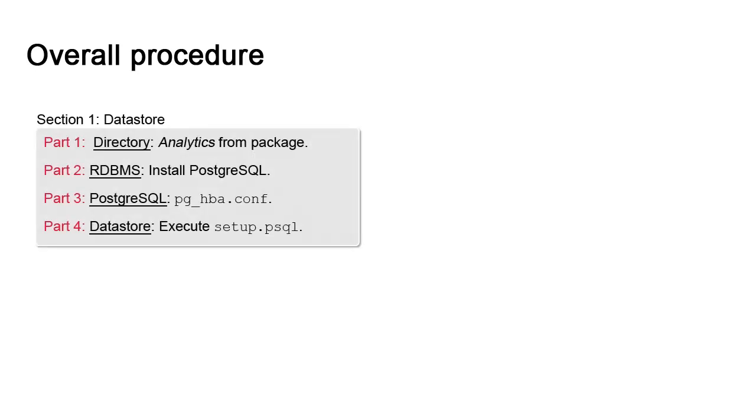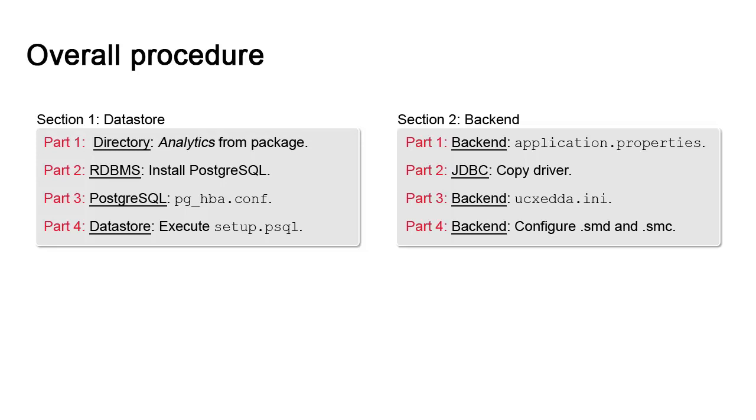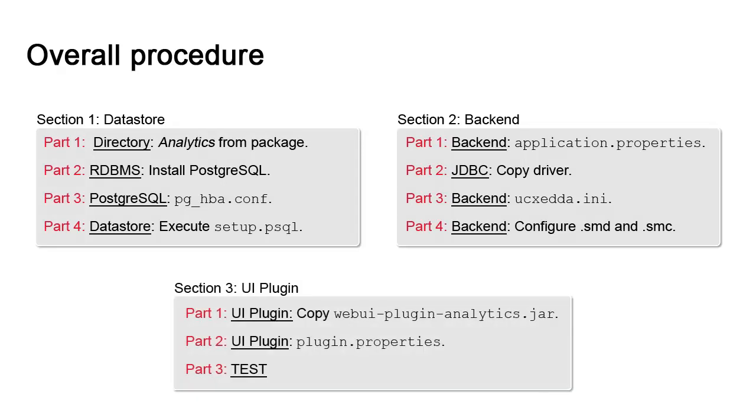The procedure has three sections. The first shows how to configure the Datastore. The second shows how to configure the backend, a web application accessible via REST API. It's the central technical component responsible for data exchanges between the various parts of the AA configuration and analytics. In the last, the UI plugin serves the interface components to the web interface.